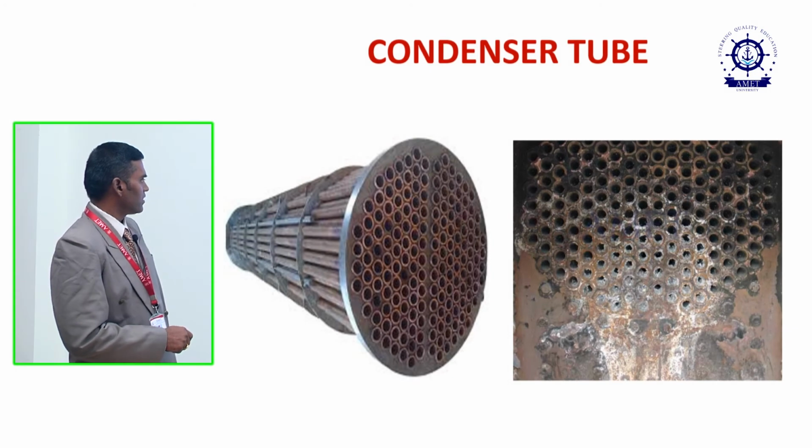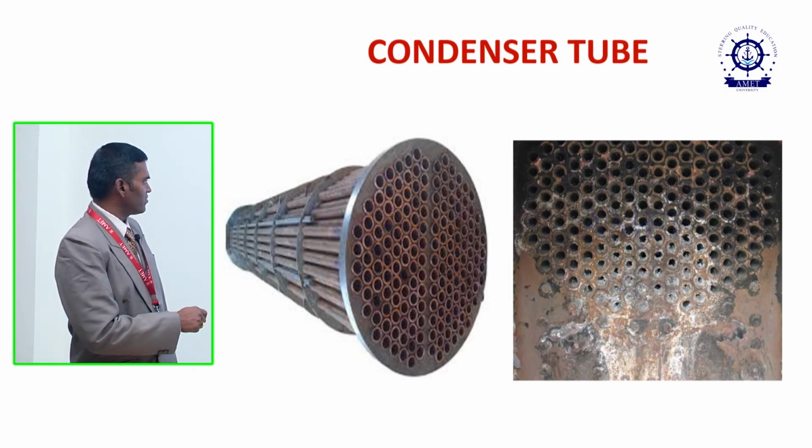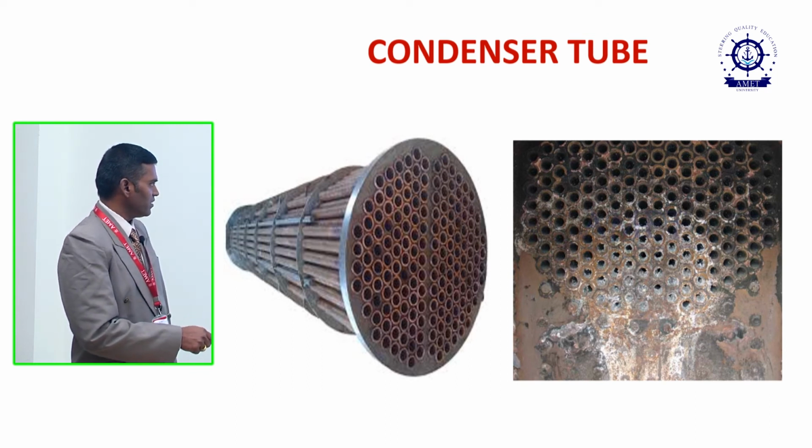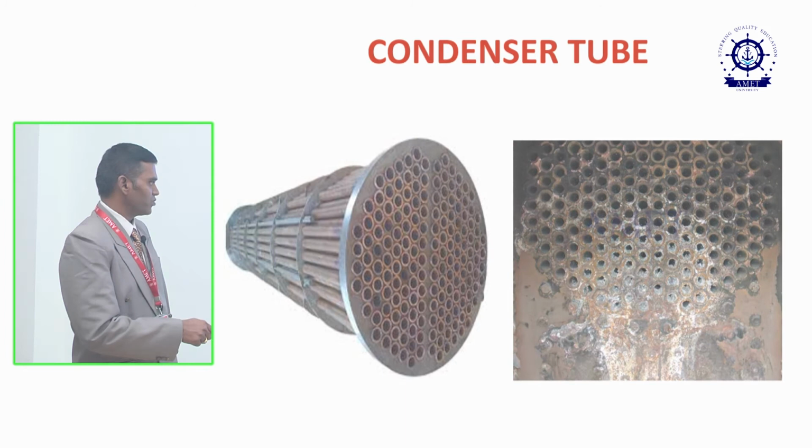Condenser tubes, I already discussed about this. A condenser contains thousands of tubes. Wherever the tube is rolled into the tube sheets, in this tube sheet area corrosion takes place. That means upper tube stream erosion also causes corrosion. You can see here the corrosion as well as scale which is produced in the condenser tubes.